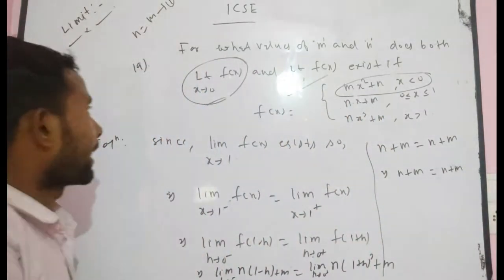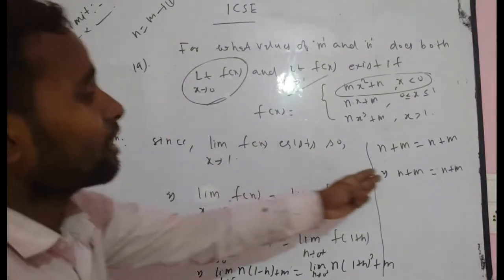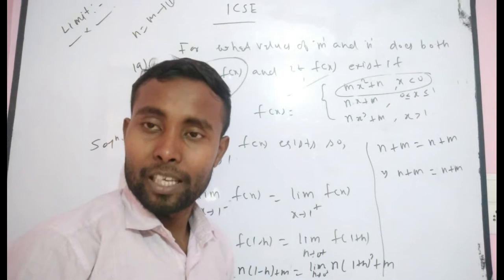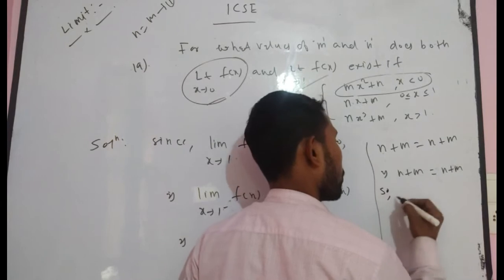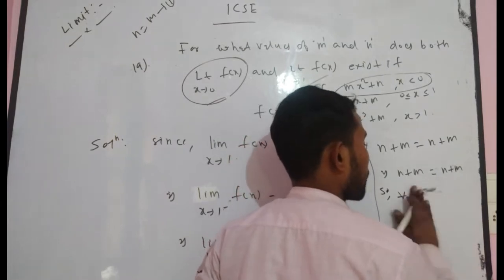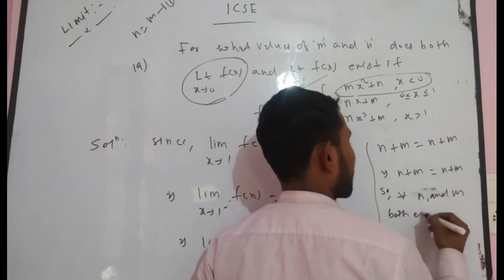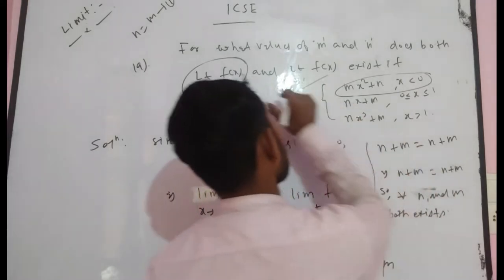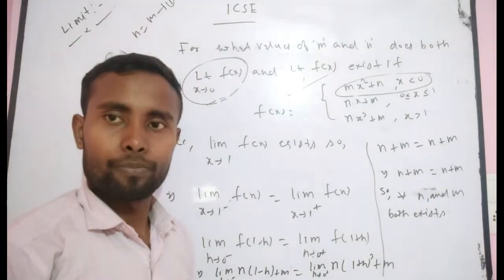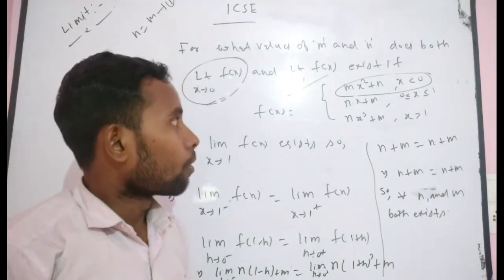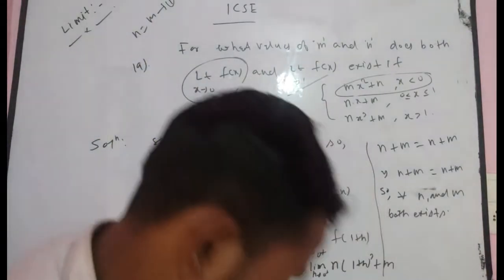Now you observe that in both conditions, both will be the same. So what can you say? So for all n and m, both exist. That means this limiting value and that limiting value both exist for all n and m. Have you understood? Okay. Now we take the next example for you.